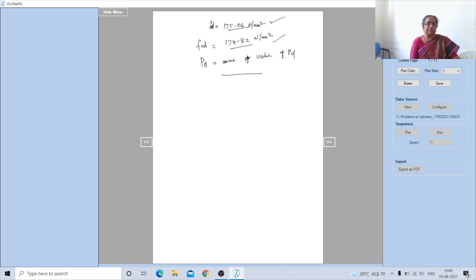In the second case we have used the formulas. Approximately the same value you will get whether you use the first method or the second method, but the first one is the more comfortable method of calculating the value of compressive strength. We'll stop here. Next class we'll do further problems again.